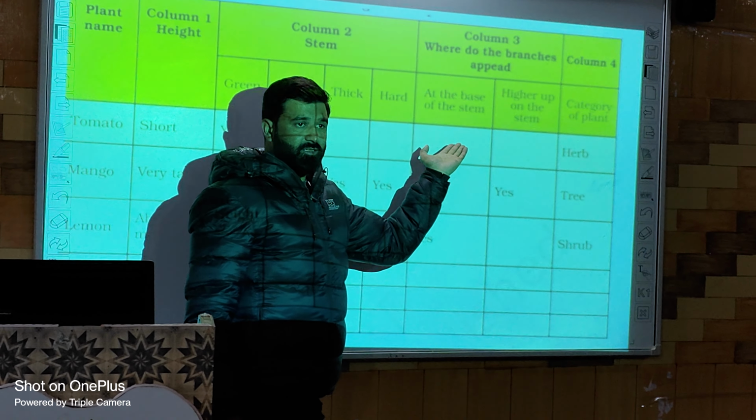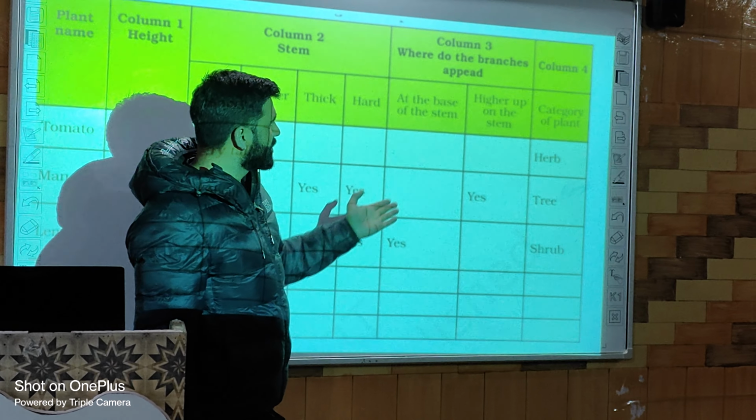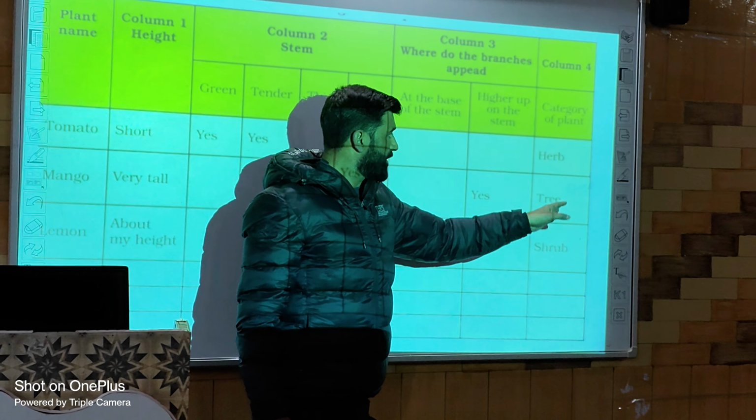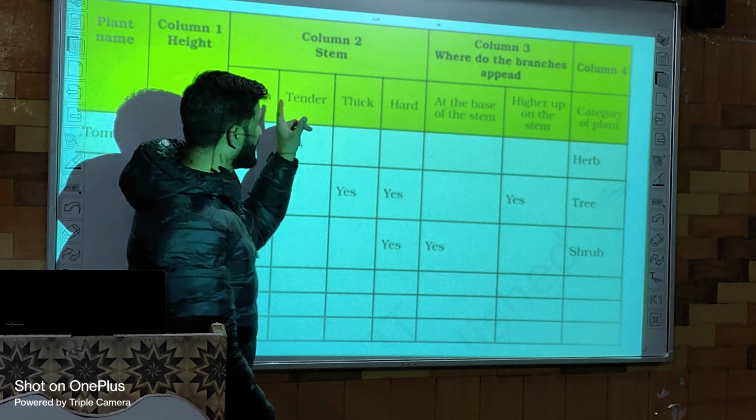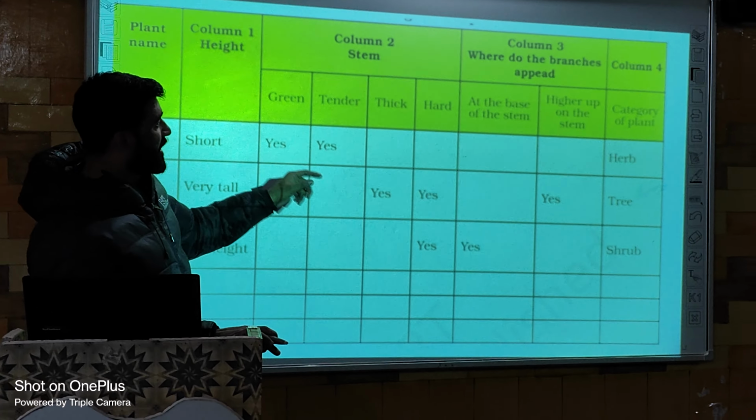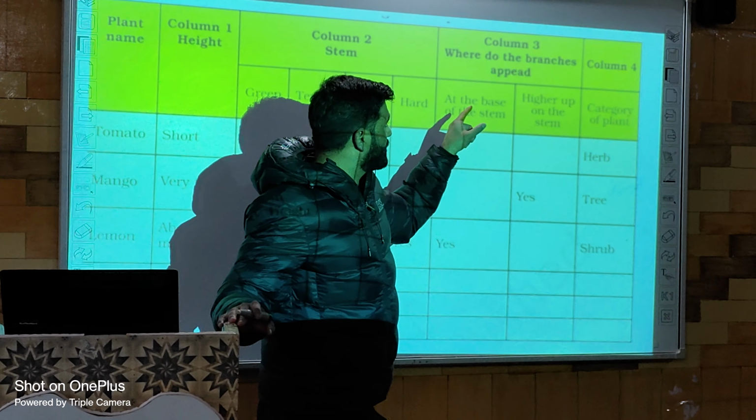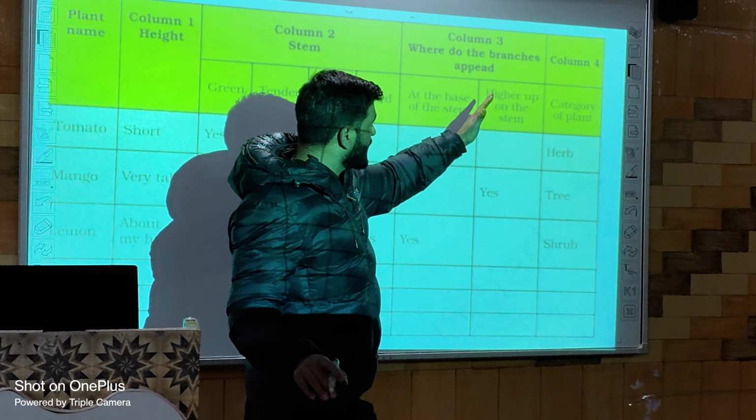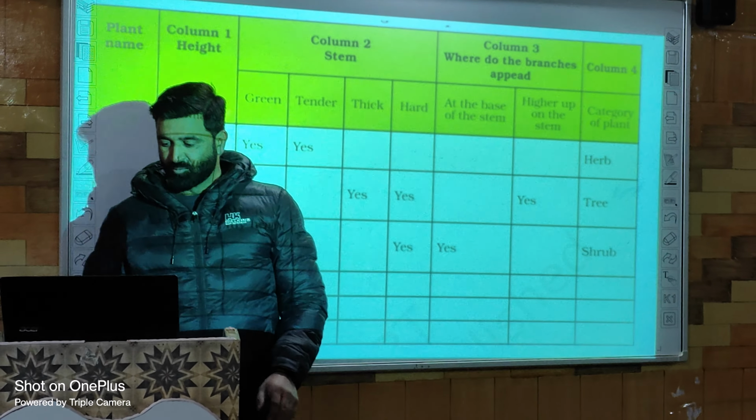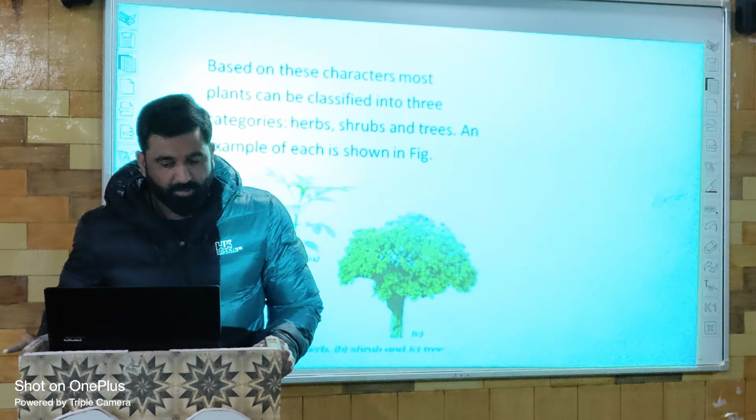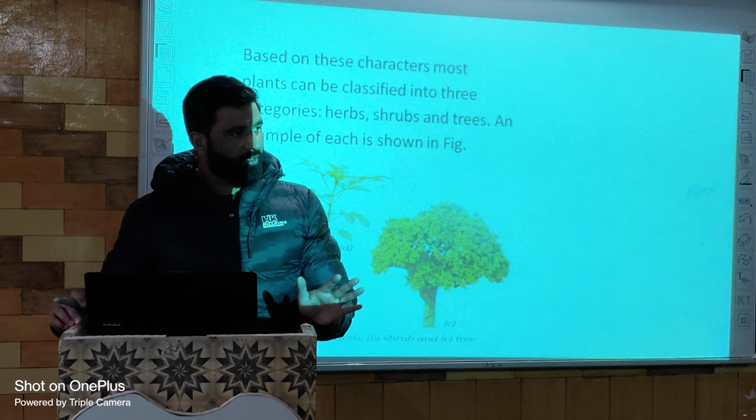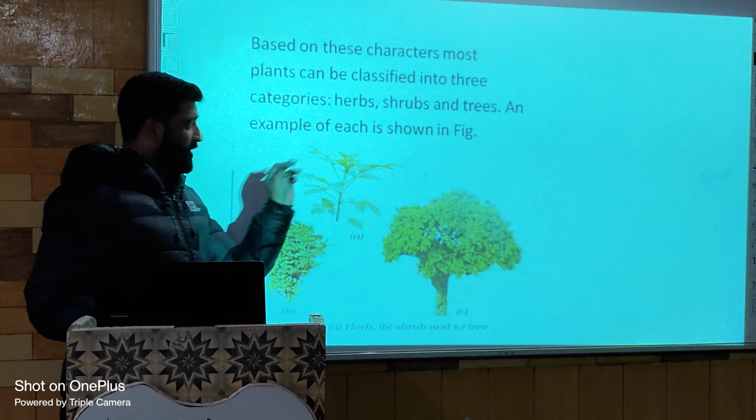Or at the base, higher up on the stem. And then in the last column we categorize them on the basis of these observations, on the basis of the stem, on the basis of the height, and on the basis of where the branches appear. We categorize them in three categories, that is herbs, trees, and shrubs. In this activity, based on the characters of the plants, we categorize these plants into three types.